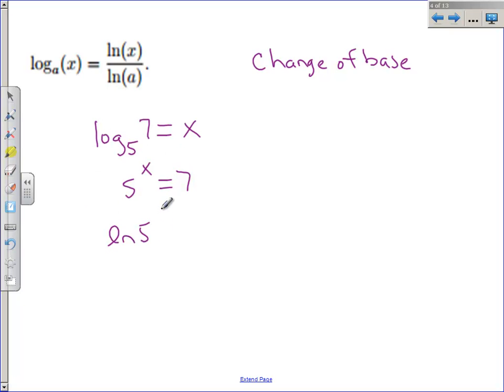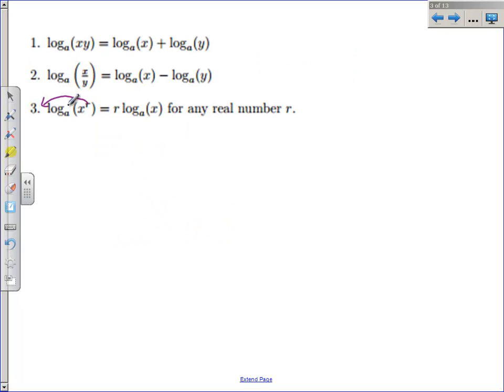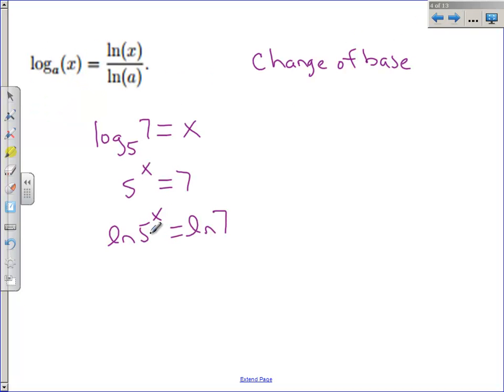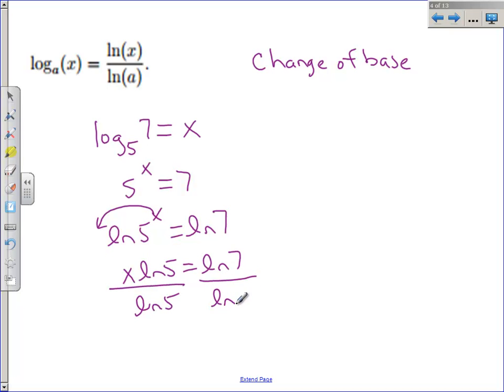Natural log of 5 to the x equals the natural log of 7. And then I'm going to take that third property on the previous page, which says if you have a logarithm of an exponent, then you can bring that down. So this x is that exponent, so I'm going to bring that x down in front, and then I'm going to solve this for x. I'm going to divide both sides by the natural log of 5, and I get that x equals the natural log of 7 divided by the natural log of 5.